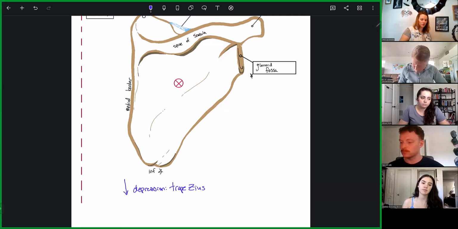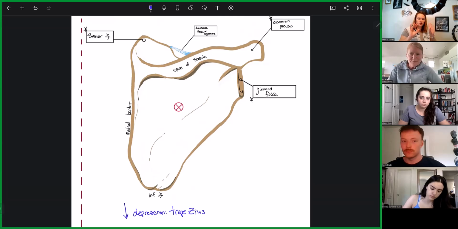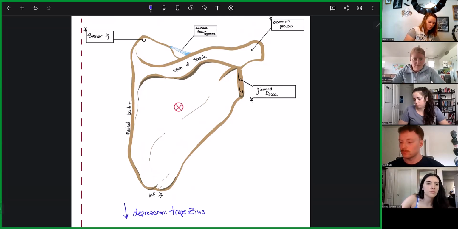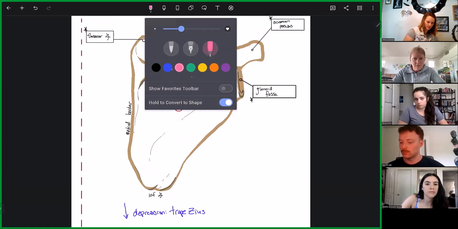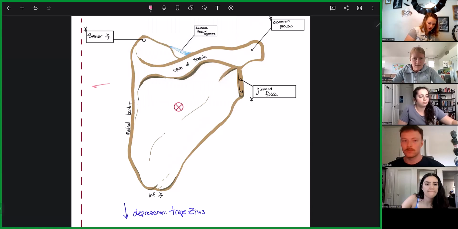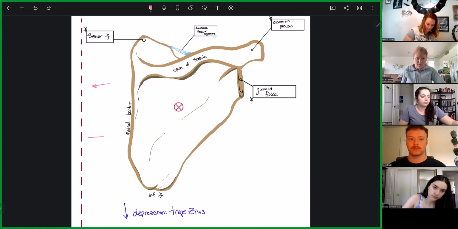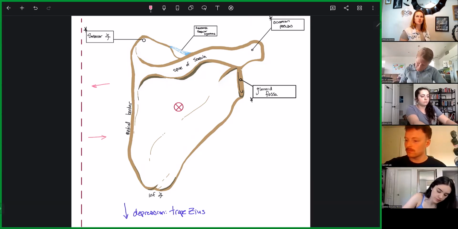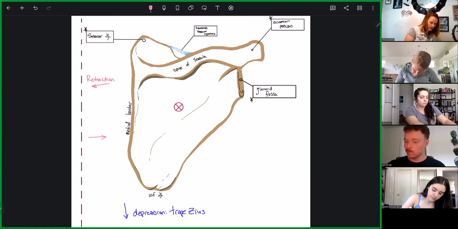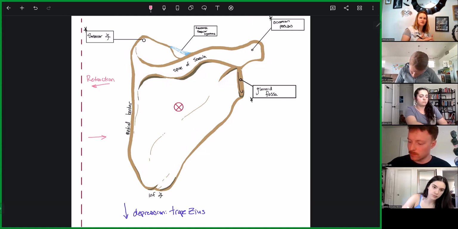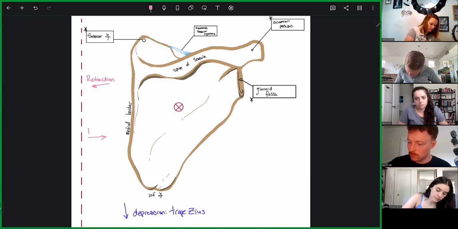Awesome. Okay. We also have the movement. So we have depression, we have elevation. We also have protraction and retraction. So if we're going to move the shoulder blades and pinch them together, this is retraction. And if we are kind of sticking the scapula onto the thorax, that's protraction.